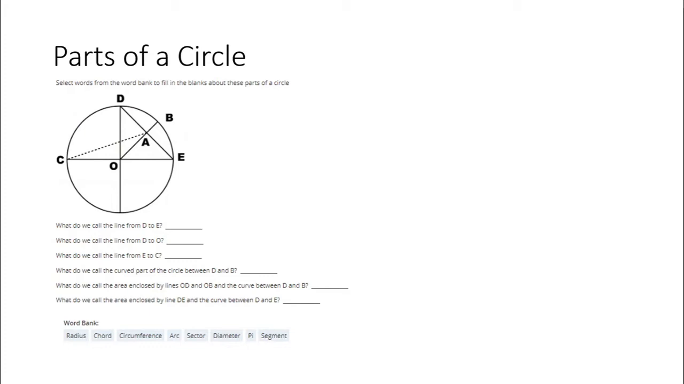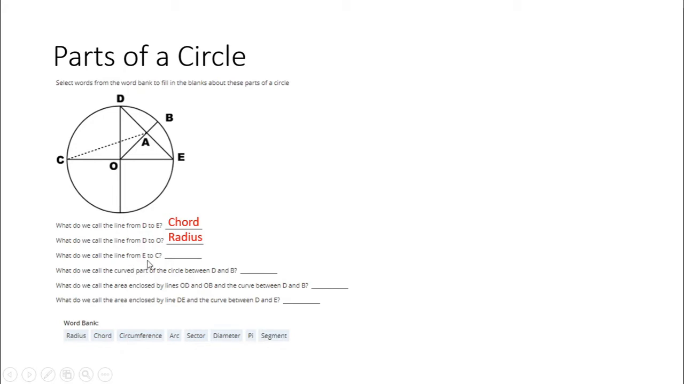Next, parts of a circle. Now the way that we name the parts of the circle depends on the labeled points on the circle. So when we talk about the line from D to E, we could also call that line DE. And that's the line from here to here. And that is not going through the center. It's just a line that's cutting through the circle, but not through the center. That's a chord. The line from D to O, or we could call that the line DO or OD. That is a line that goes from the center out to any point along the circumference of the circle. We call that a radius.